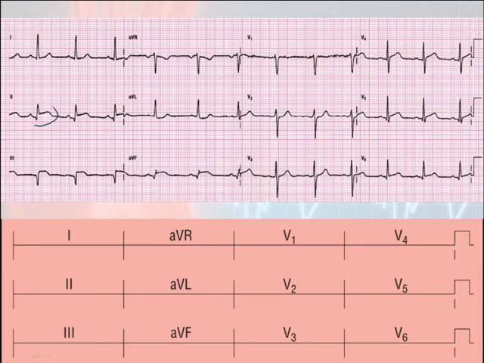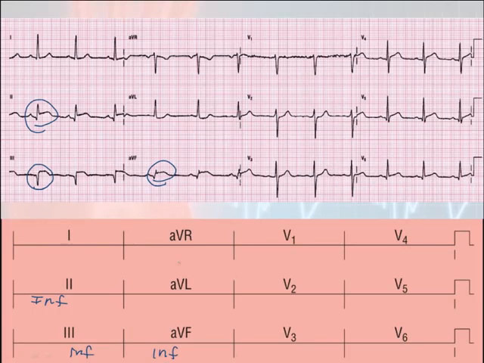If we look for our ST segment elevation, we have it here, here, and here. If we look down here at our picture, 2, 3, and AVF are all inferior, the inferior leads. So this person is having an inferior wall MI.